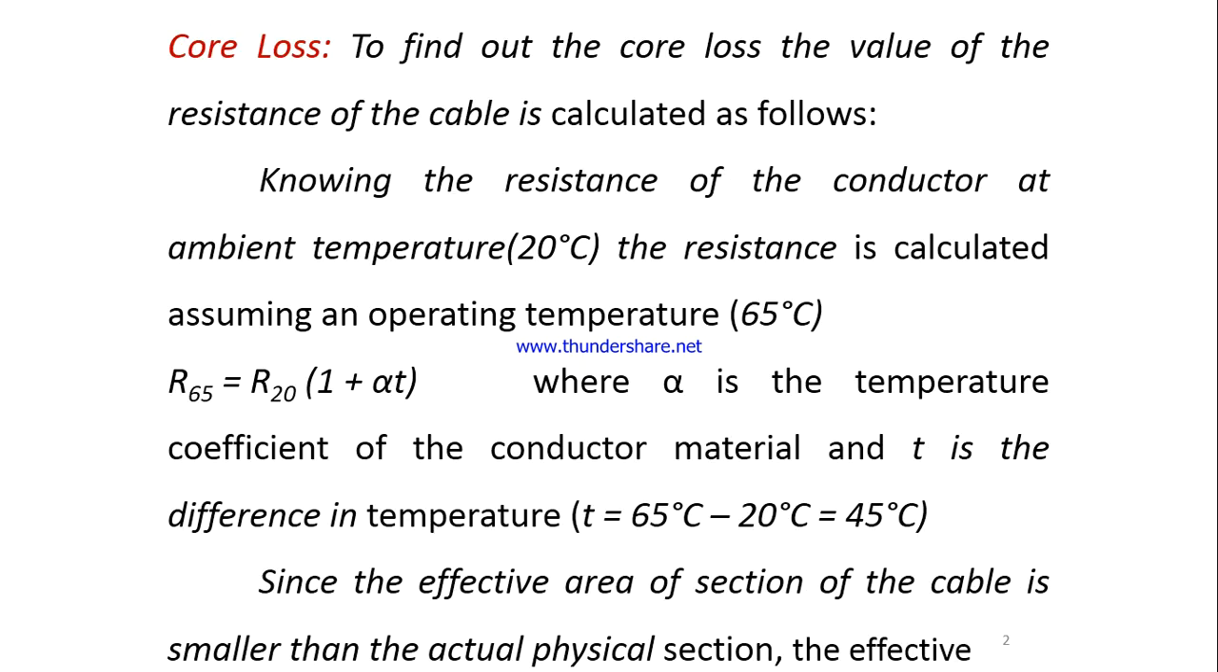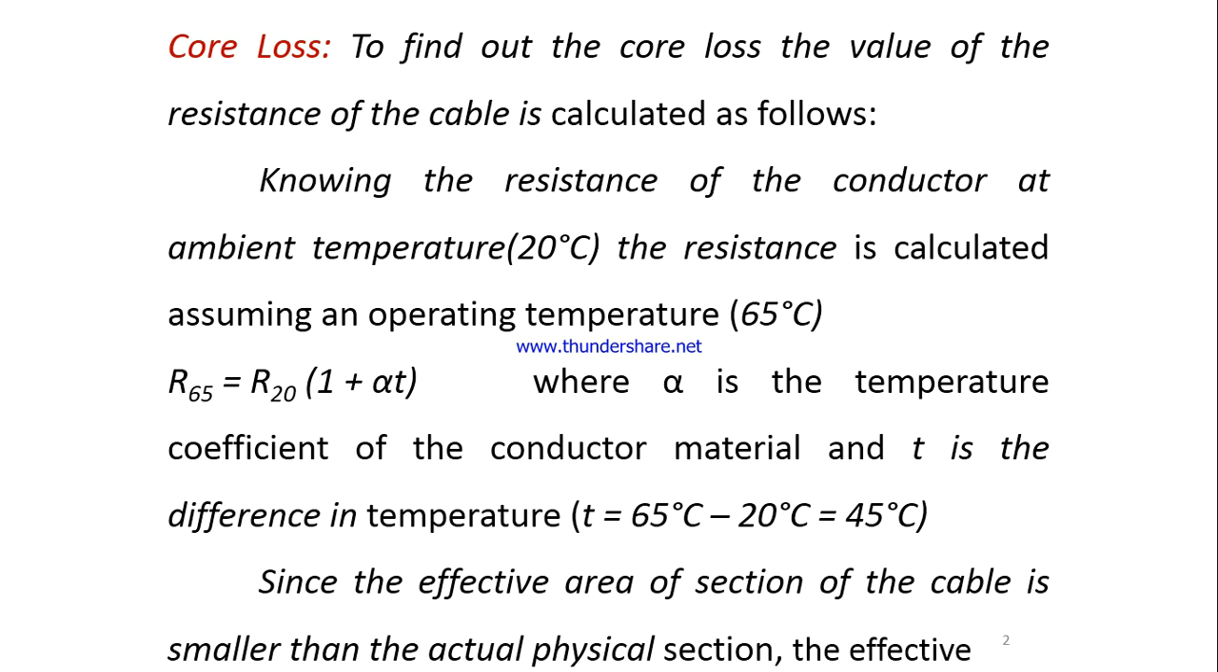So core loss, as we know, is nothing but the resistance of the conductor, and when the ambient temperature is known, we can calculate the resistance. Let us consider an operating temperature of 65 degrees centigrade with an ambient temperature of 20 degrees centigrade. Earlier we have discussed in previous lectures that the resistance value R65 is equal to R20 into (1 plus alpha T), where alpha is the temperature coefficient of the conductor material. Obviously, the temperature rise is 65 degrees minus 20 degrees, it is 45 degrees.